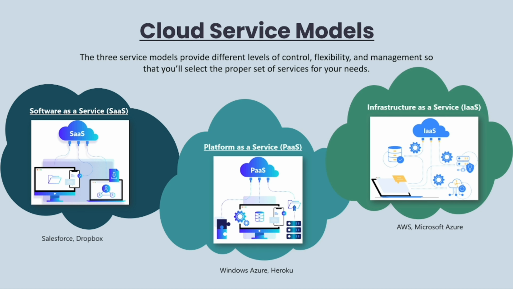Second, platform as a service, PaaS. PaaS computing is a platform that is created for programmers to develop, test, run and manage their applications, for example, Windows Azure and Heroku. And last, infrastructure as a service. It is a computing infrastructure managed over the internet. The main advantage of using IaaS is that it helps users to avoid the cost and complexity of purchasing and managing the physical servers. For example, AWS and Microsoft Azure.